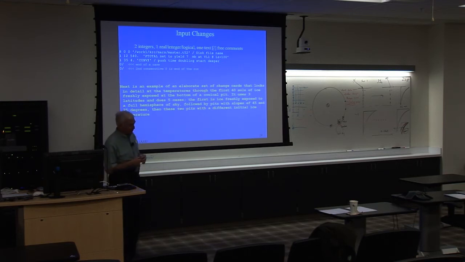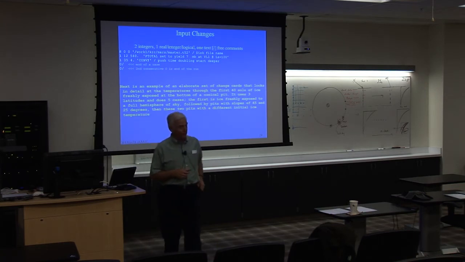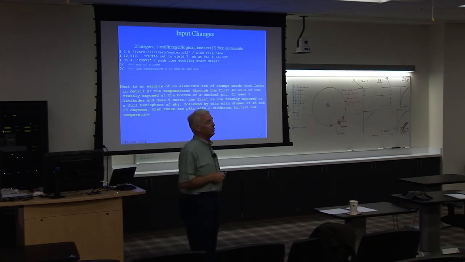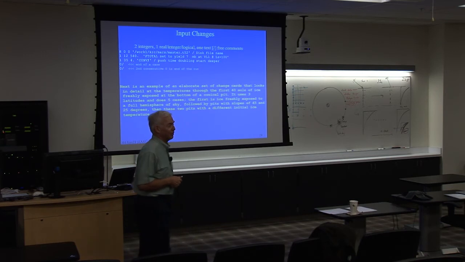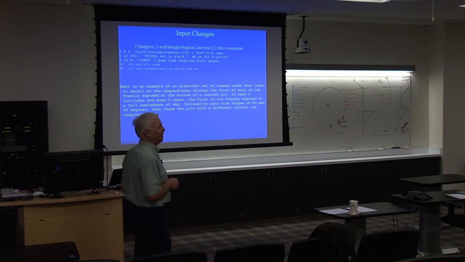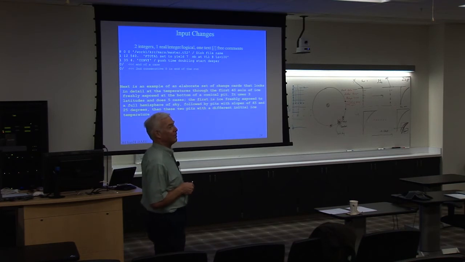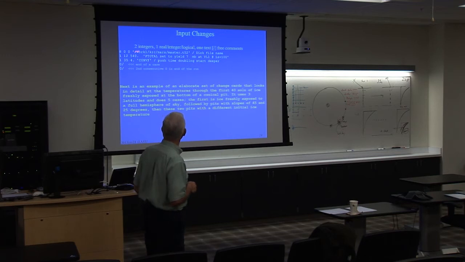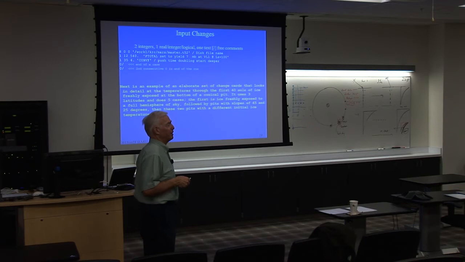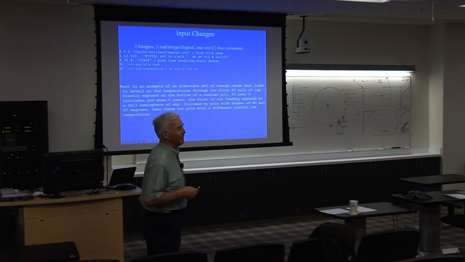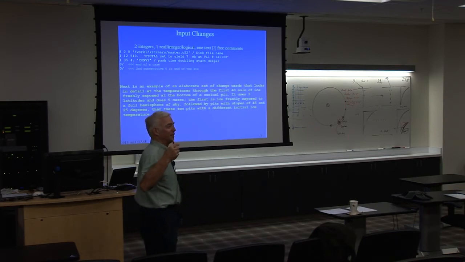So the change cards have a structure to them. They have two integers, a real value, and a text field. The first one tells you what kind of thing it is. 1 is a floating point number, 2 is an integer, 3 is a logical value, and other things mean different things. 8 turns out to be a disk file name. 12 turns out to be new specific heats. 13 turns out to be new conductivities, temperature dependent conductivity.